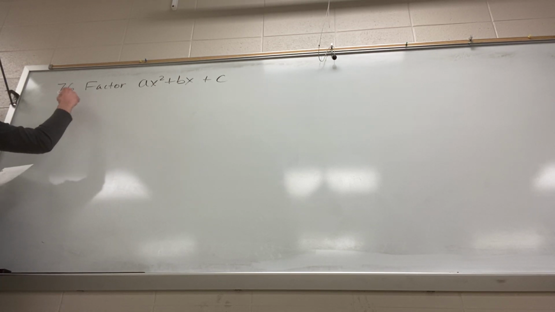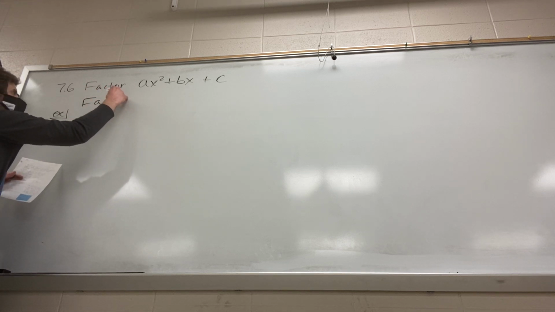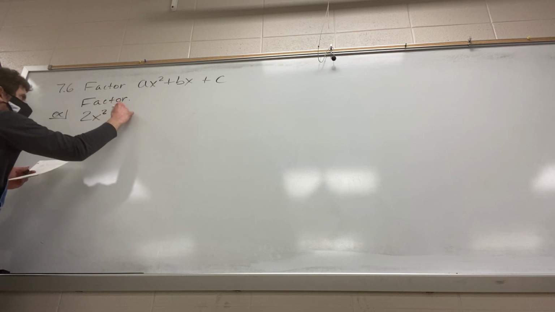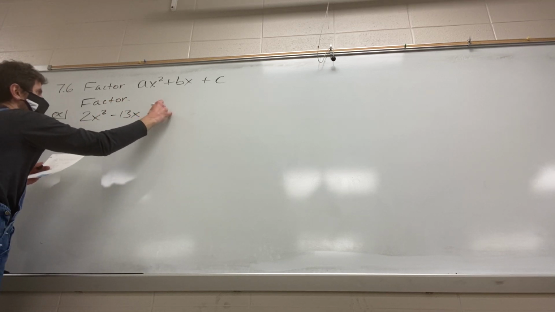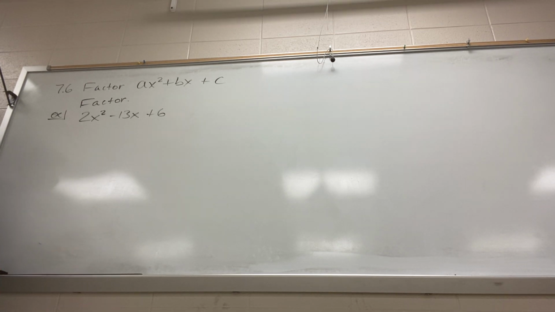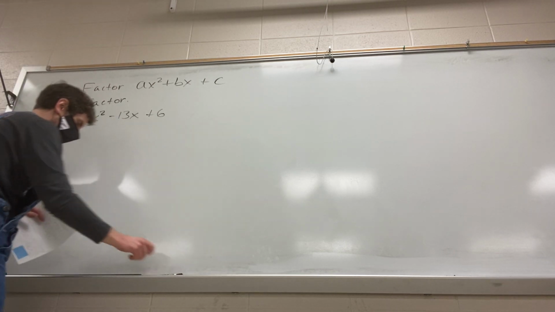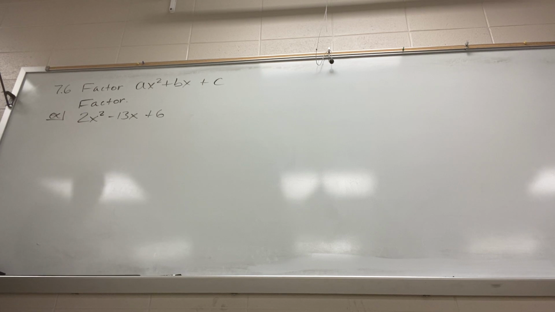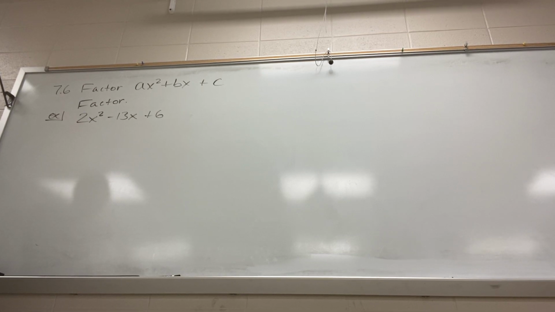So here we go. Factor is the instructions. And we've got 2x squared minus 13x plus 6. Always check and see if you can factor out a monomial first. Can you? You cannot. That 13 messes it up, doesn't it? So we're going to factor using the AC method.